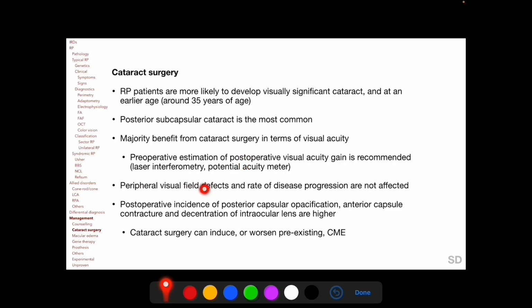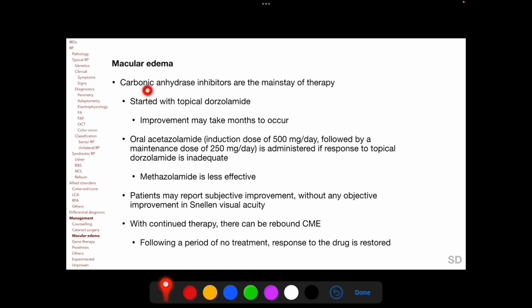However, peripheral visual field defects and rate of disease progression are not affected by cataract surgery, and postoperative incidence of posterior capsular opacification, anterior capsule contracture, and decentration of intraocular lens are higher in retinitis pigmentosa patients as compared to otherwise normal eyes, and cataract surgery can induce or worsen pre-existing cystoid macular edema in eyes with retinitis pigmentosa. Carbonic anhydrase inhibitors are the mainstay of therapy for macular edema in eyes with retinitis pigmentosa, and this is important to remember.